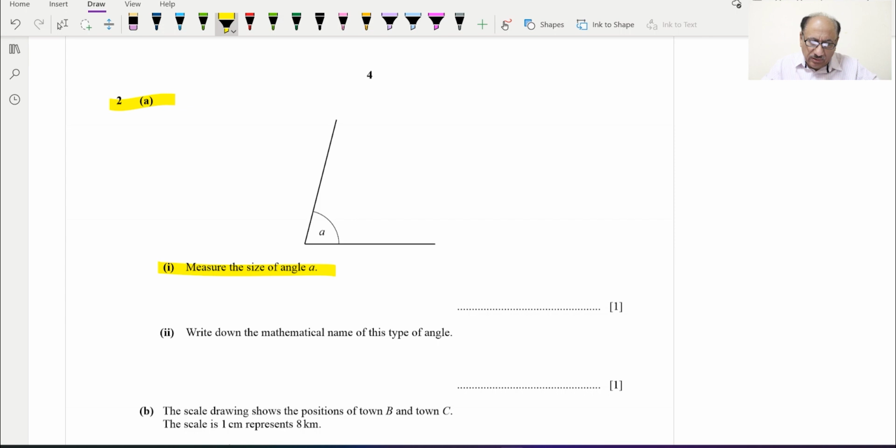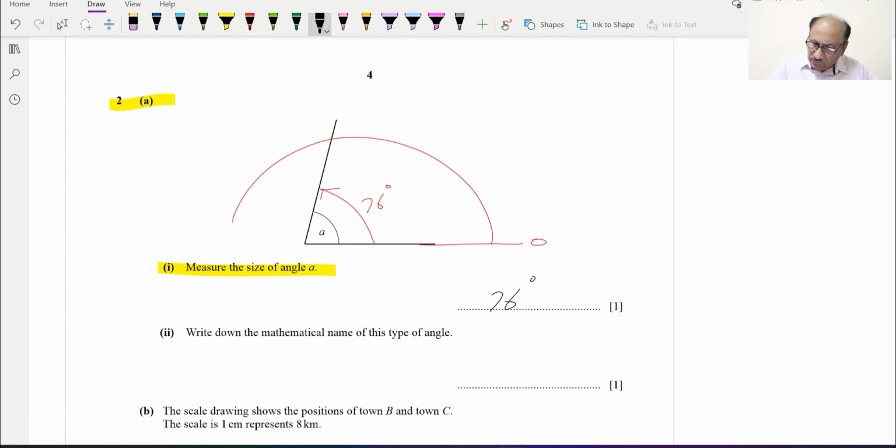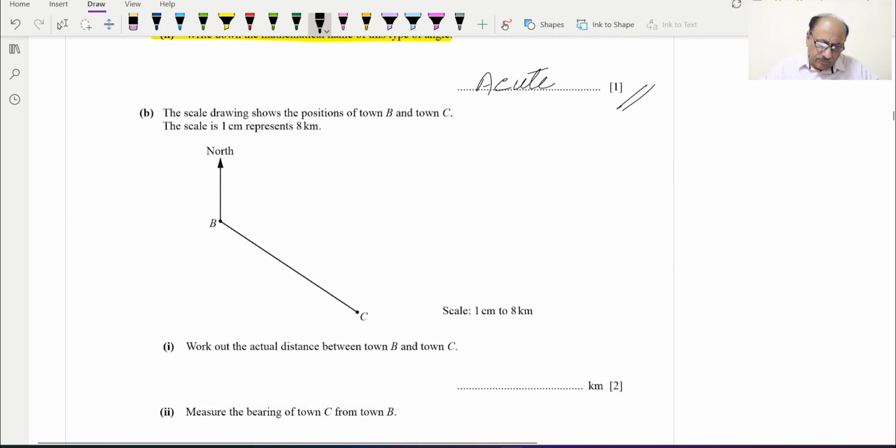So for the size of the angle, we can take this as the 0 line, and we will keep the protractor like this, and we can measure this angle from here. If you measure, it's about 76 degrees, and this will be our answer for 1 mark. And next part, write down the mathematical name of this type of angle. This is an acute angle, which is in between 0 and 90, so we can write acute angle for 1 mark. Now the bearing question, and the bearing question is simpler, very easy.